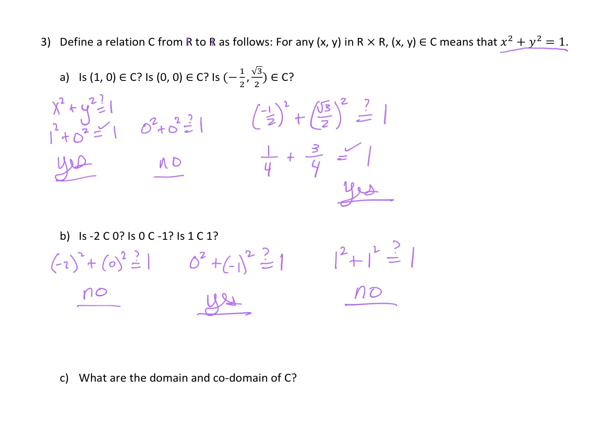What are the domain and codomain of C? The domain and codomain always come from right here where it says C goes from R to R. This is the domain, this is the codomain. And then when they write the definition, they'll say elements in a set cross a set. The first set is the domain, the second set is the codomain. So in this case, both the domain and the codomain are the real numbers.